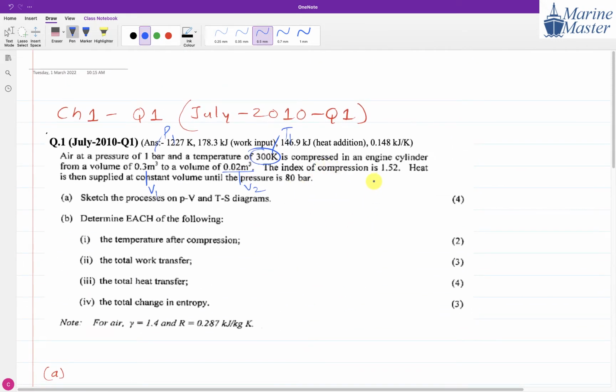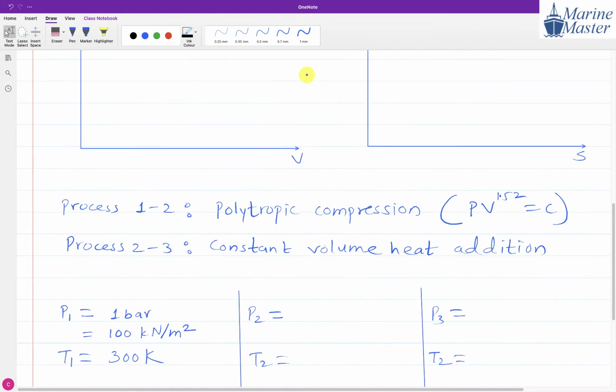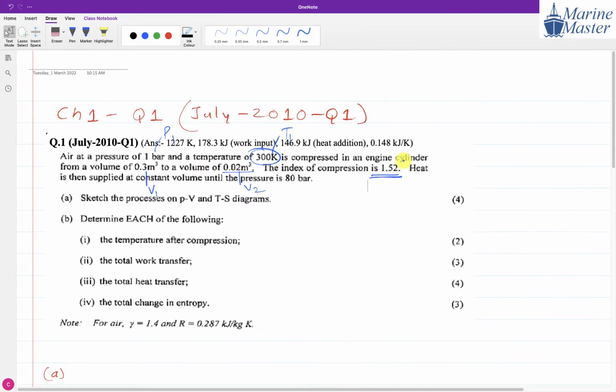Index of compression. Index of compression means our n. So n is 1.52. We have already written it here, so don't worry about that one.